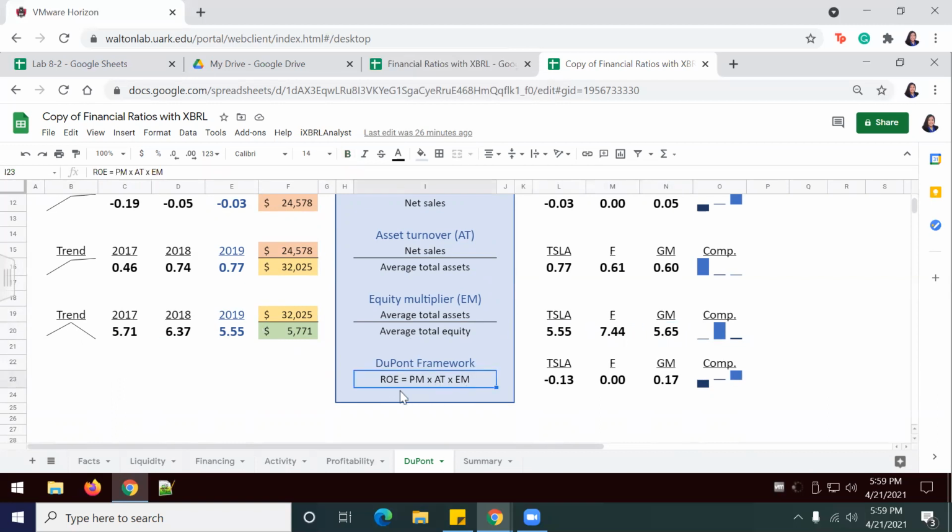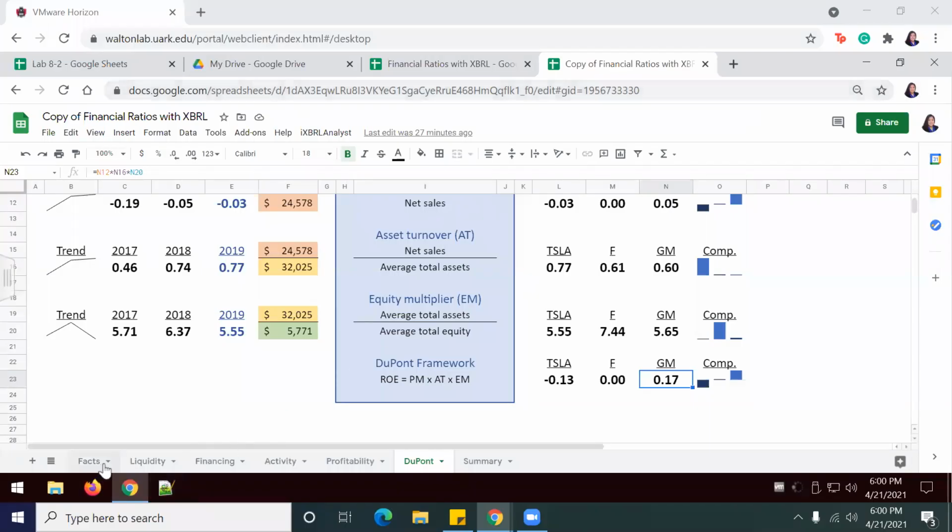So the DuPont framework altogether takes this all into consideration, and we see that Tesla is in the negatives, which is probably not the best. I mean, the decimal overall. It's a very slight decimal though. Ford, I'm not sure you want a 0. You definitely want some type of profit or gain. And General Motors has a positive 0.17. So in this race that is existing, General Motors is winning.